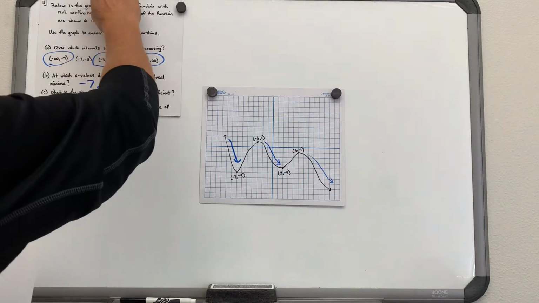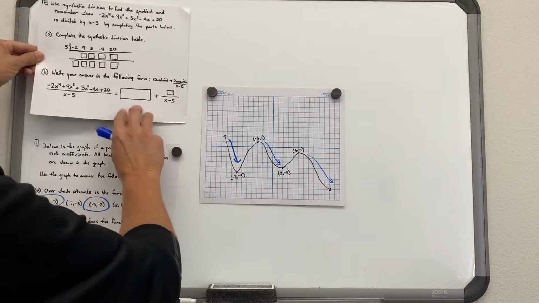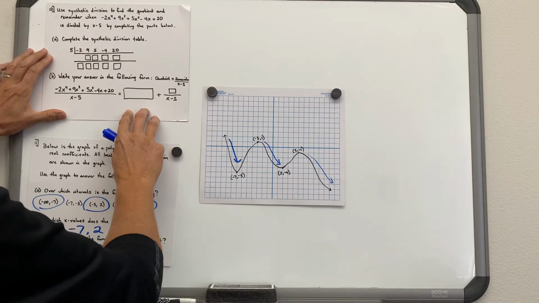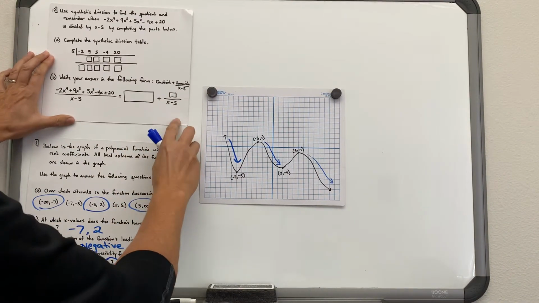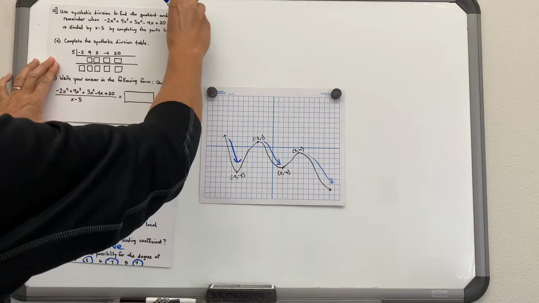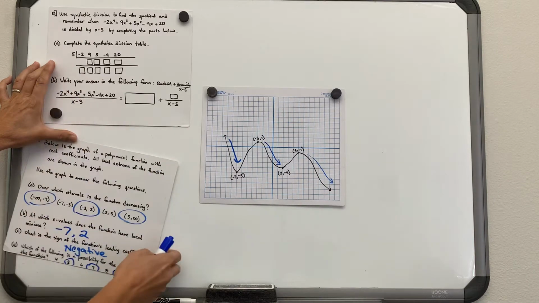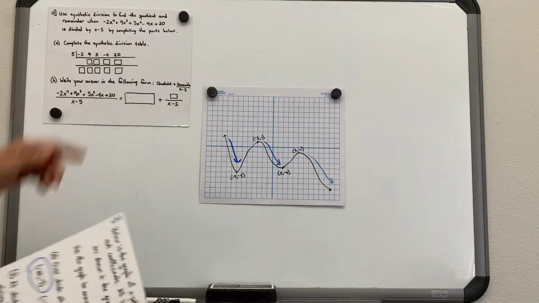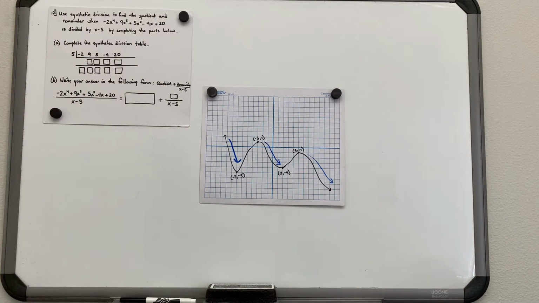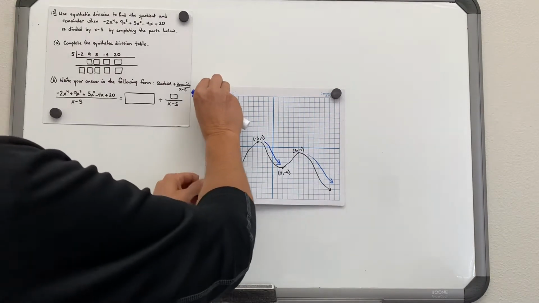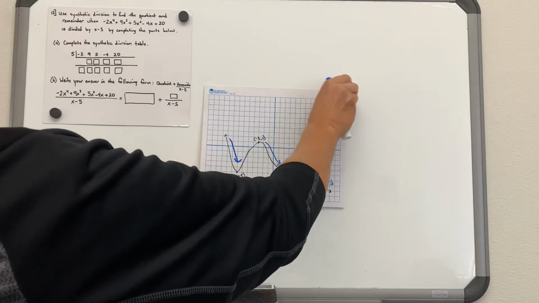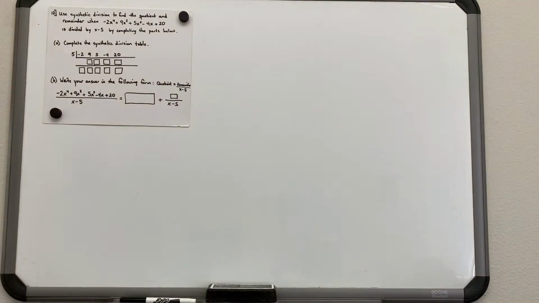Okay, question 12. Says use synthetic division to find the quotient and the remainder when negative 2x to the 4th plus 9x to the 3rd plus 5x squared minus 4x plus 20 is divided by x minus 5.